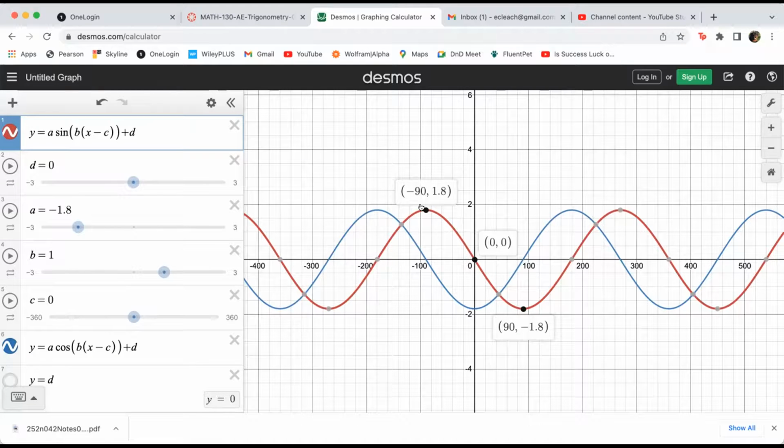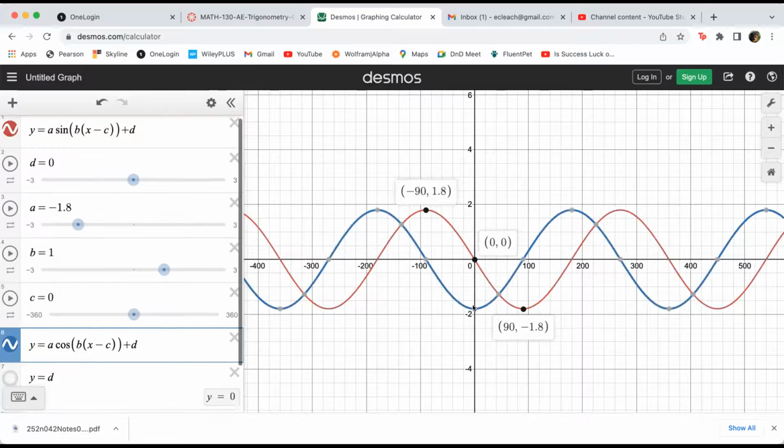Notice that when A turns negative, then instead of sine starting off at the middle and going up first, sine starts off at the middle and heads down first. It does the opposite. Not surprising, we multiply by -1. Things should go in the other direction. Notice that when cosine gets multiplied by -1, cosine starts off at the bottom and goes up first, rather than starting off at the top and going down first.